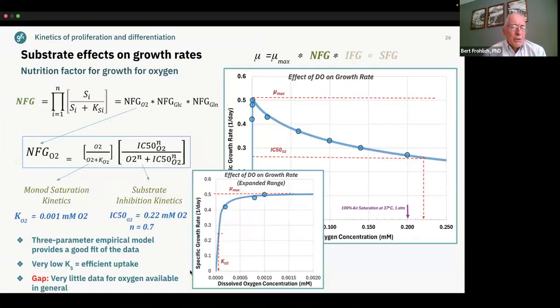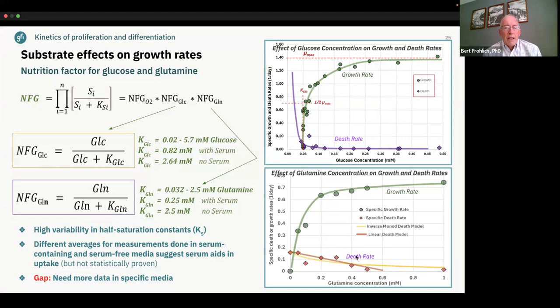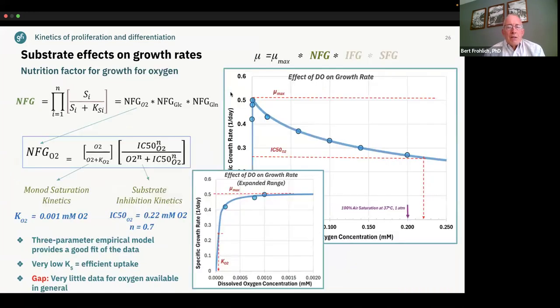Just as a note, we also looked at death rate, and those are also on the graph, but we won't have time to get into that. But it has a similar treatment mathematically. Then next, oxygen. Yes, we also looked at oxygen. Not as much data available for that, but fortunately there was one exercise by Miller et al. that was done very cleanly with a complete data set, and we're able to look at that.